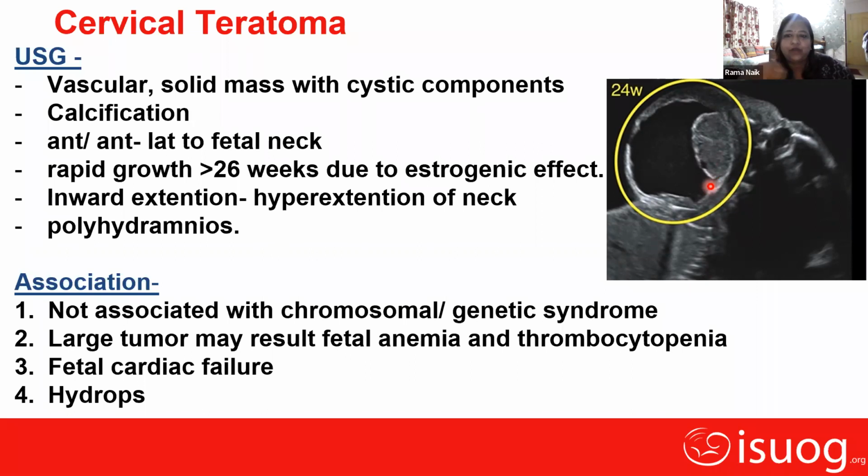When there is inward extension, the baby's head will be extended. There will be obstructed swallowing, forming polyhydramnios. It is not associated with chromosomal or genetic syndrome, but a large tumor may complicate the pregnancy, causing anemia, thrombocytopenia, cardiac failure, and hydrops.